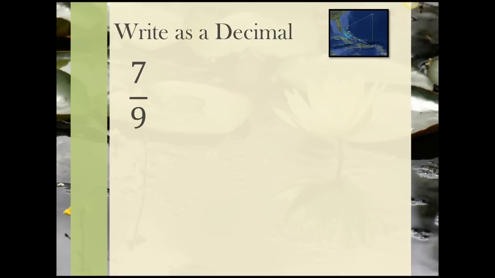In our first problem, we're going to write the fraction as a decimal. As you can see up in the corner, I have the math Bermuda triangle. This is to remind us that every fraction is a division problem. We're going to take the numerator divided by the denominator. When we do that, we end up with the result of 0.7 repeating. The 7 just goes on and on. So we want to write that using our bar notation.